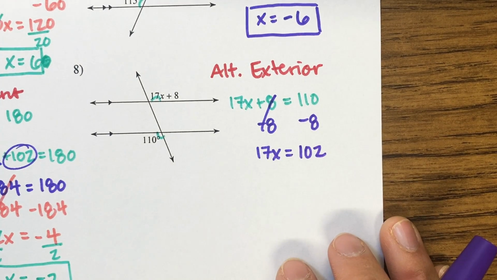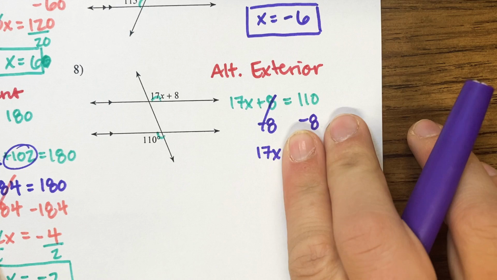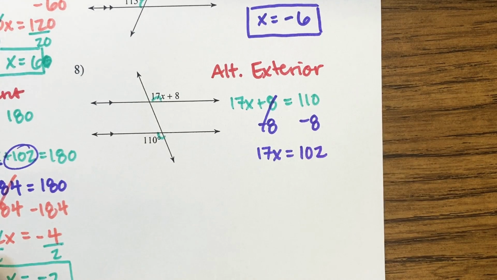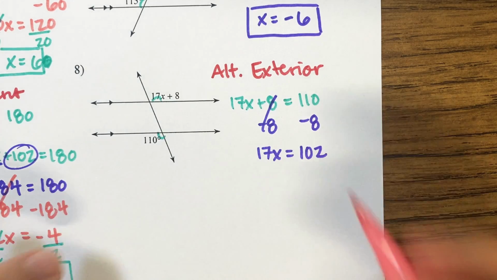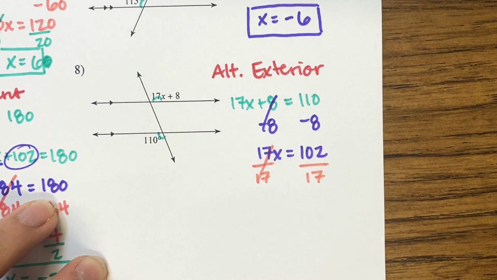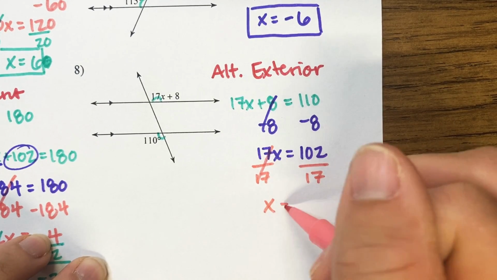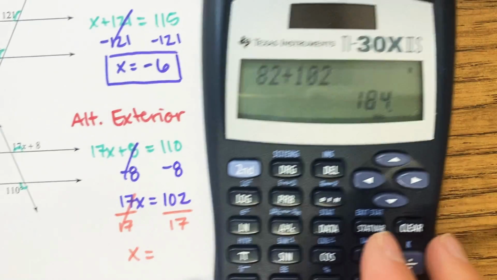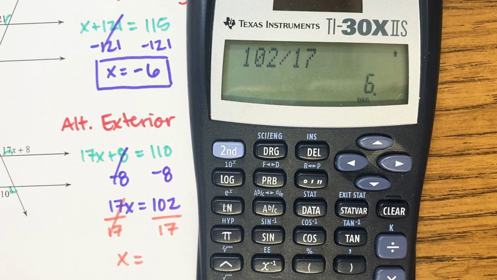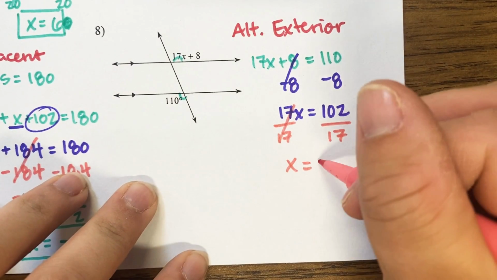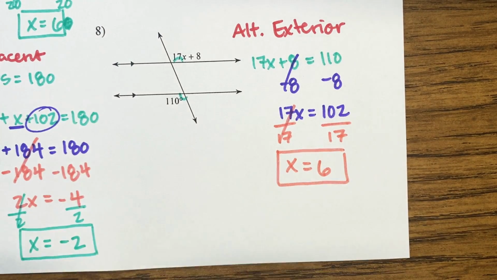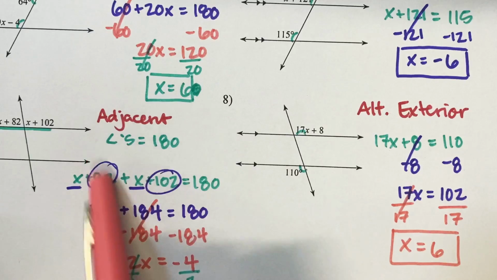Okay? My last step to get x by itself is to do the opposite of times by 17. What is the opposite of times by 17? We're going to divide by 17. Okay, so my x is going to be all by itself. What is 102 divided by 17? We get x equals 6. And there we go. We solved for x in our transversals.